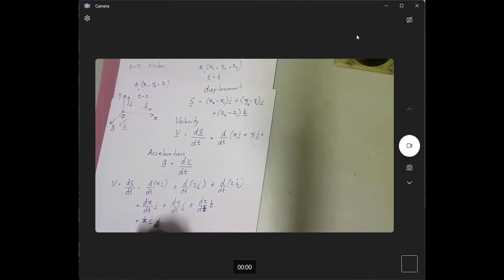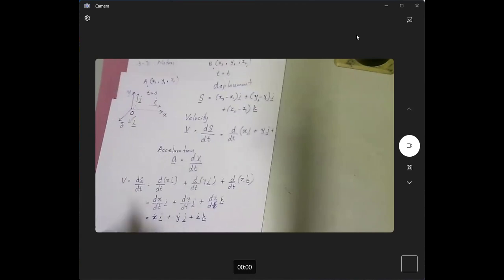x dot i, y dot j, plus z dot k. So if you ever have a quantity with a dot on top of it, that means you have to take the time derivative. That is a standard notation in engineering mechanics.